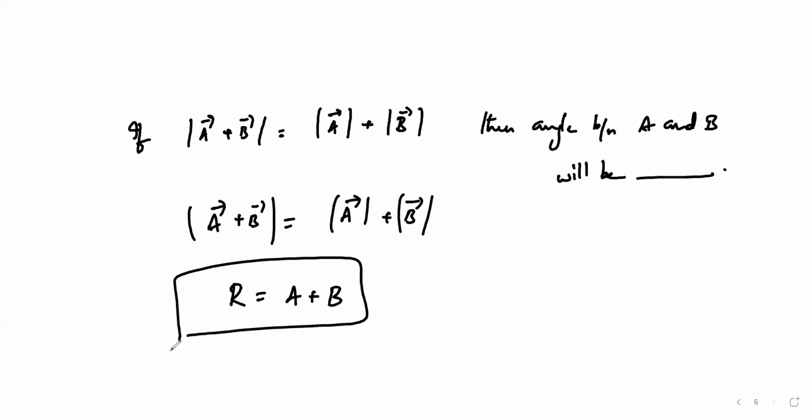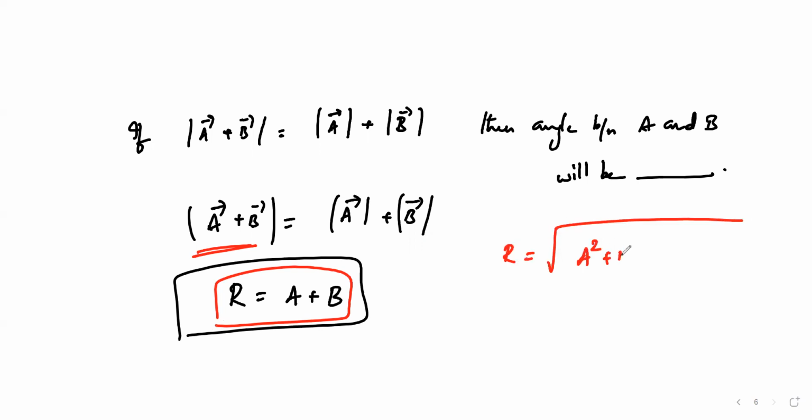Correct? This is nothing but resultant. Correct, sir? The resultant is A plus B. When will resultant be A plus B, sir? What is the actual formula for resultant? Root of A square plus B square plus 2AB cos theta. Correct? Am I right, sir? Yes, sir.